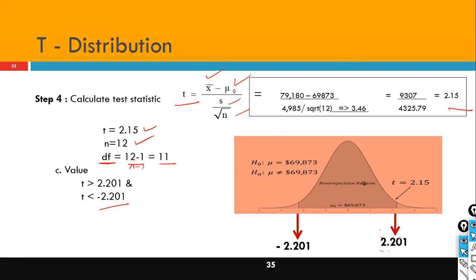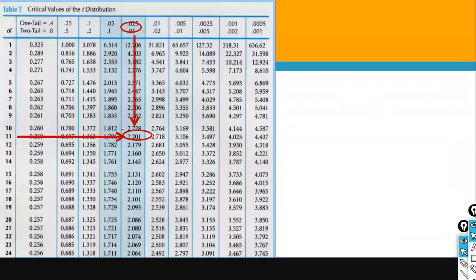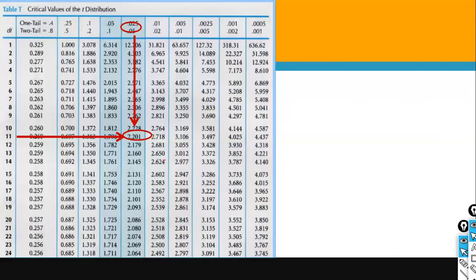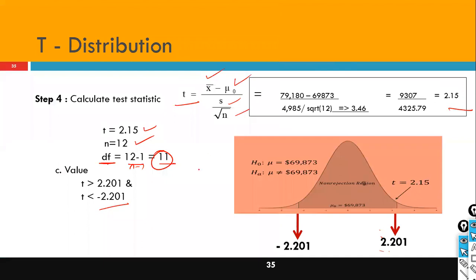How did I get 2.201? You need to go and do a lookup in this table. The t-distribution table is pretty straightforward. What was the degrees of freedom? 11, right? Total samples is 12, 12 minus 1 is 11. So on the left side, you can see 11. And what is the alpha value? We have considered 0.05. Where it intersects, 2.201. If it is a left tail test, minus 2.201. If it is a right tail test, 2.201. And this is the critical value.